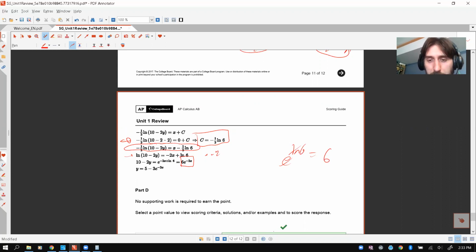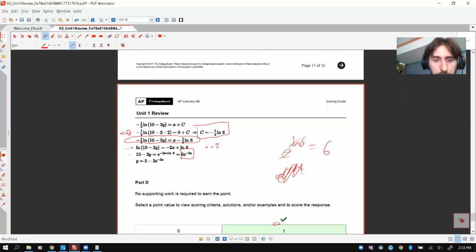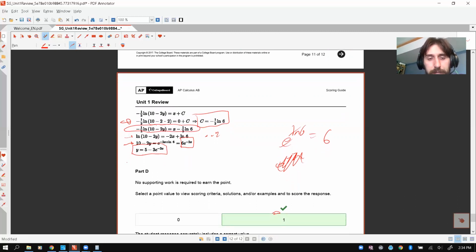And the e to the negative 2x you'll just leave as it is. So that'll give you that. And then if you solve the rest of this for y, you would subtract 10 and then divide by negative 2. And that'll leave you with y equals 5 minus 3 e to the negative 2x.